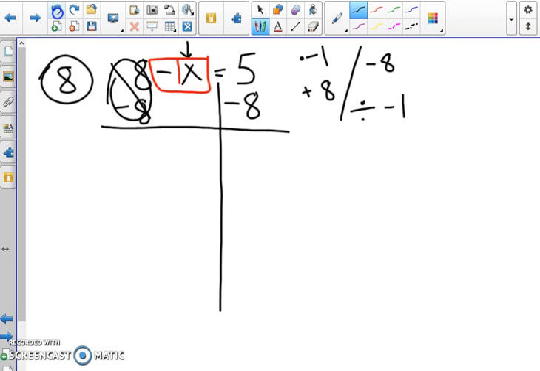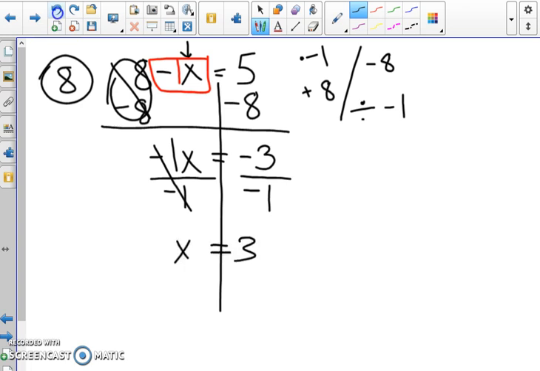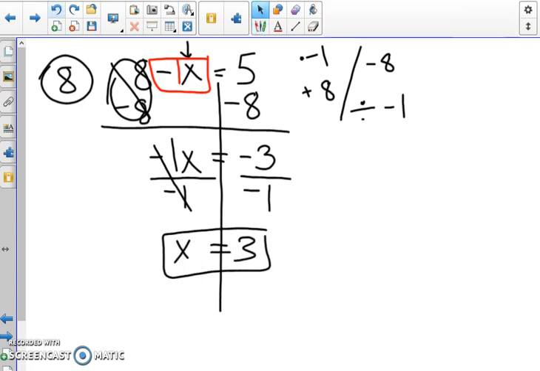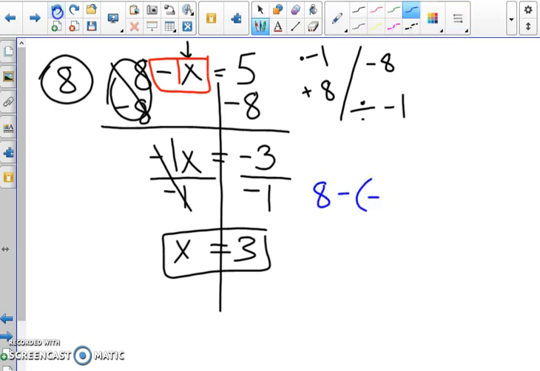That creates a zero pair. We're left with -1x is equal to -3. Divide by -1 on both sides. x equals 3. Let's check our work. We have 8 minus positive 3 is equal to 5. Is that correct? Yes.